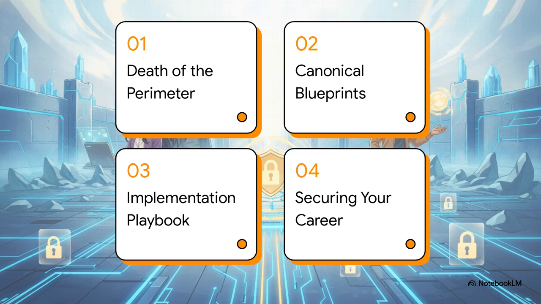Okay, let's dive into this. We've got 4 main sections to cover today. First, death of the perimeter. Second, the canonical blueprints. Third, the implementation playbook. And finally, securing your career.